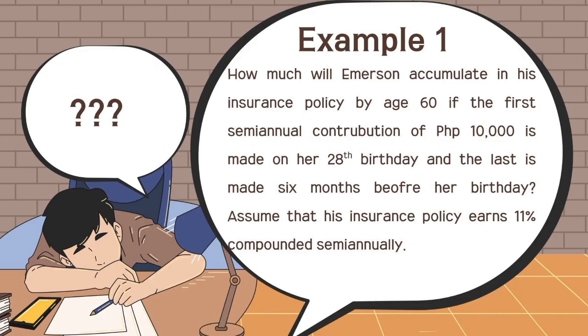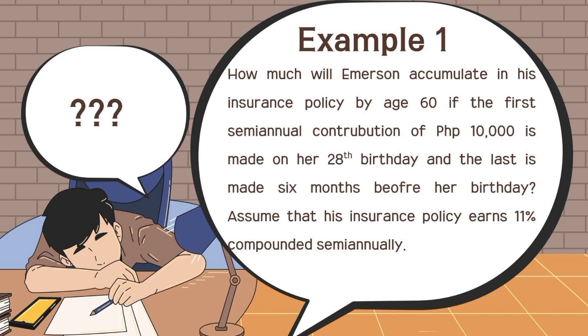So, how much will Emerson accumulate in his insurance policy by age 60 if the first semi-annual contribution of 10,000 pesos is made on his 28th birthday and the last is made 6 months before his 60th birthday? Assume that his insurance policy earns 11% compounded semi-annually.